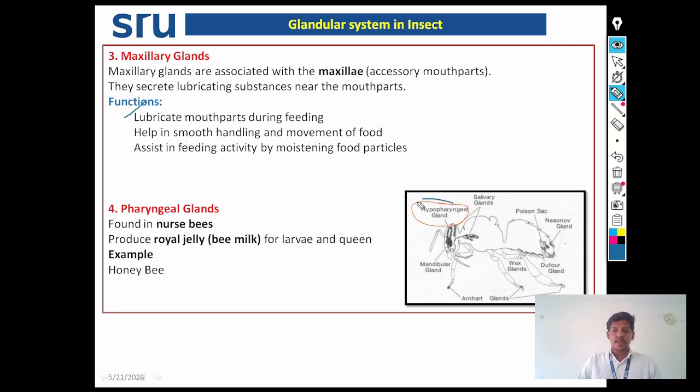Next, see in the image, the pharyngeal gland found in nurse bees. This pharyngeal gland produces royal jelly, that is bee milk, for larvae and queen development. So pharyngeal glands are there mainly in worker honeybees.